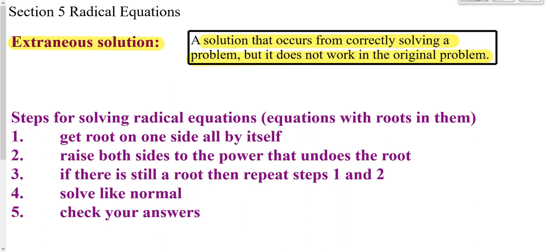Now, when we're talking about radical equations, we're talking equations where you have a variable inside of a square root, or a variable inside of a cube root, or a variable really in any kind of root. So down below is kind of the approach you want to take. You want to get the root on one side all by itself. And then you want to undo that root by raising both sides to a power that cancels out your root. And then normally you just go ahead and solve it like a normal equation. Now if it does happen to still have a root after you raise both sides to a power, well then you just repeat the first couple steps again.